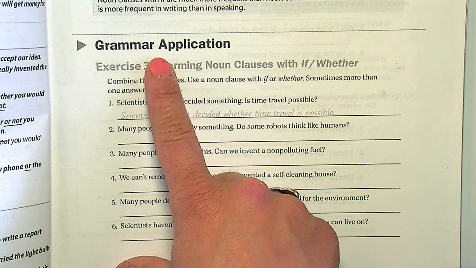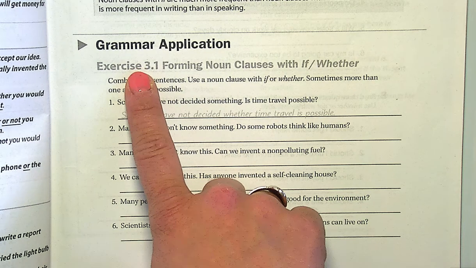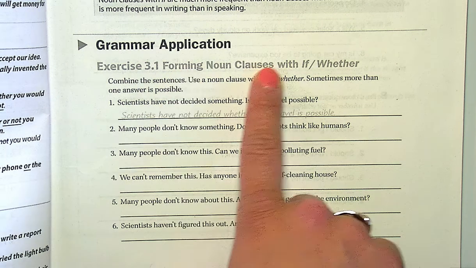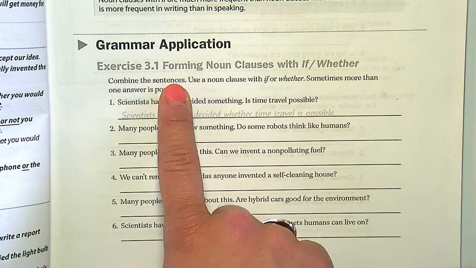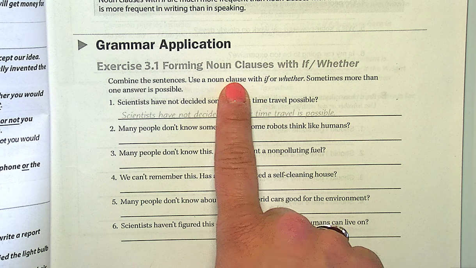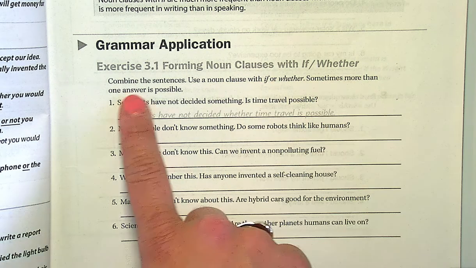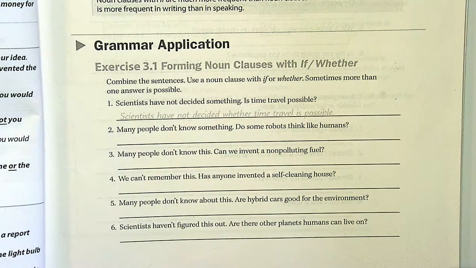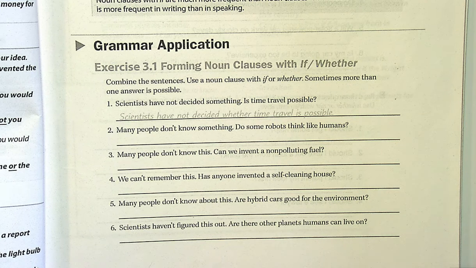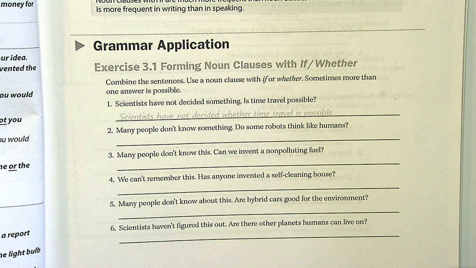Let's take a look. Grammar 3.1. Exercise 3.1, forming noun clauses with if and whether. It says combine the sentences. Use a noun clause with if or whether. Sometimes more than one answer is possible. Sometimes we can use if or we can use whether. And at other times, according to the rules and the meaning, we must choose if or we must choose the word whether. So please complete that for home practice tonight.